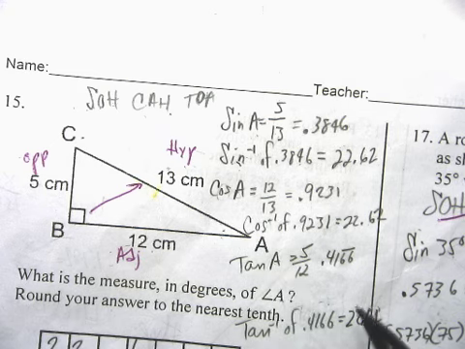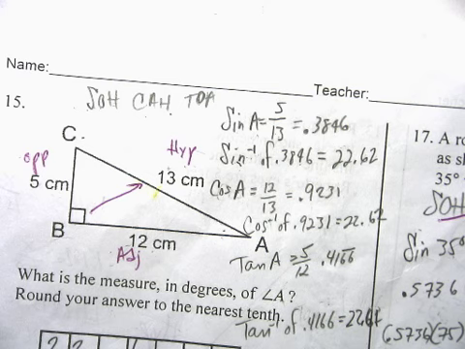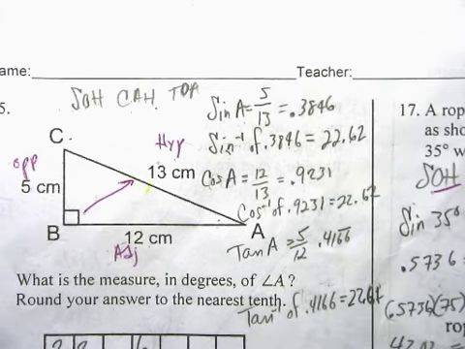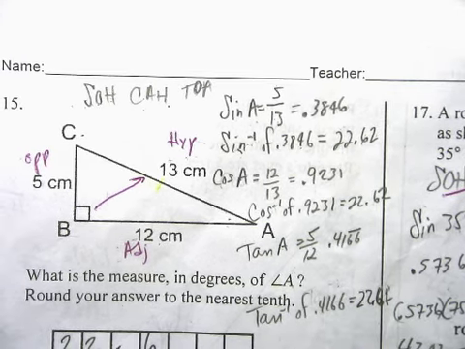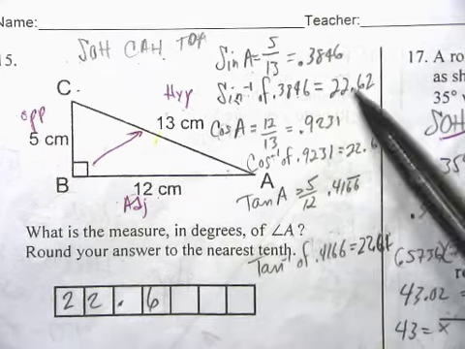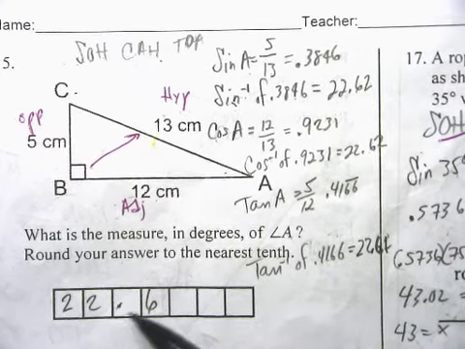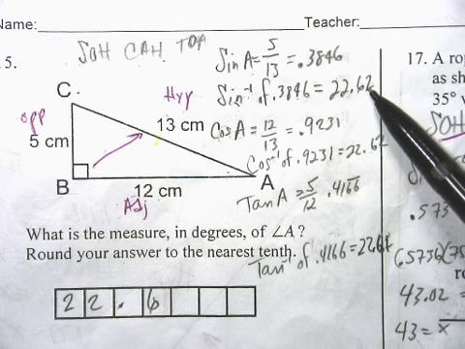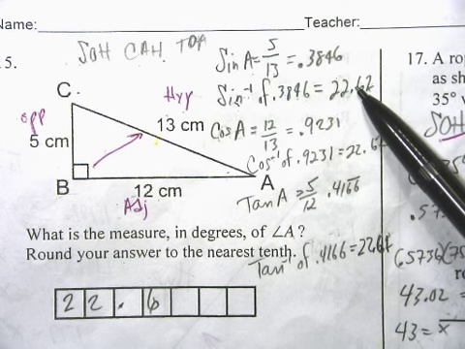And if you do the same thing for the tangent, which is the opposite over the adjacent, you're going to get the exact same thing, 22.62. So it didn't matter which trig function you use because they gave you all three sides. But remember, guys, the question is asking you to round to the nearest tenth. Well, 22.62 rounded to the nearest tenth is 22.6.